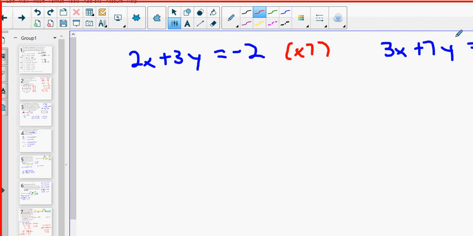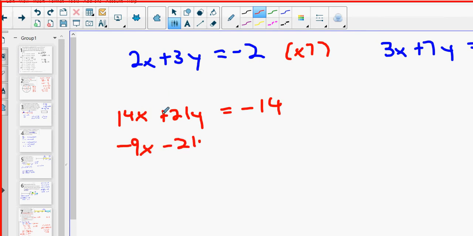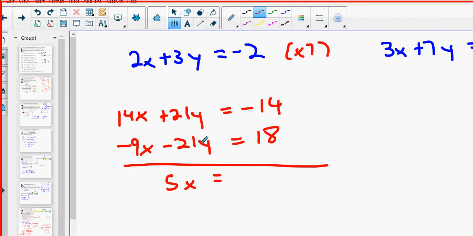What should happen here is I'll get 14x plus 21y equals minus 14. And then on this one I'll get minus 9x minus 21y equals 18. I'll then get 5x equals 4, x equals 4 over 5.